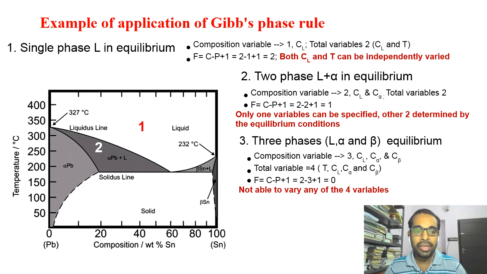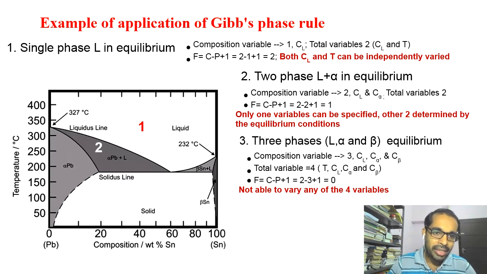So in this case the degrees of freedom is 1. That means we can only specify one of these variables. We can specify either the temperature, C alpha, or Cl. Any one of these can be specified and the other two will be determined by the equilibrium state.